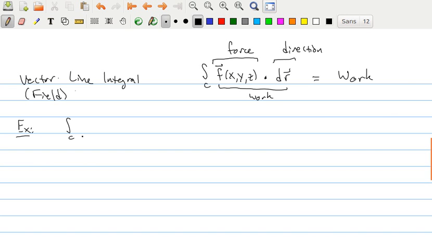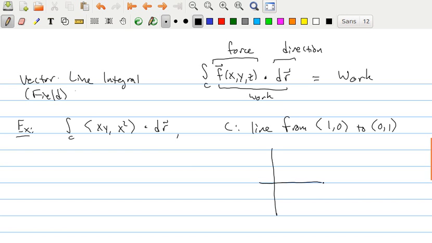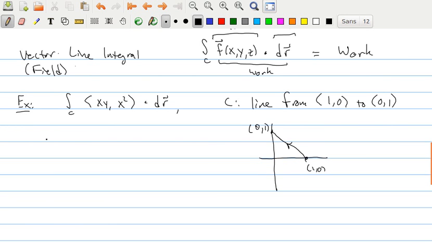So let's look at maybe an example of how you would do this. Let's look at the integral over some path of, now our vector field, let's let this be xy, x squared, dotted with dr, where c, this is the path, is the line moving from the point 1, 0 to the point 0, 1. So if we were to sketch this path out, this starts out at the point 1, 0 and ends at point 0, 1. So first thing we'll do, like before, is parameterize this curve.